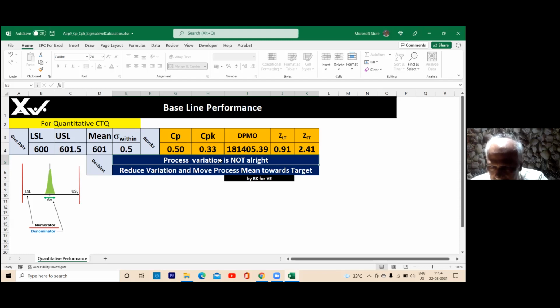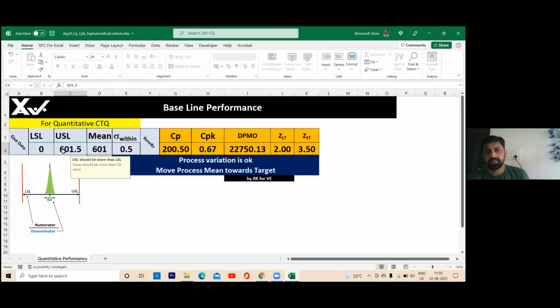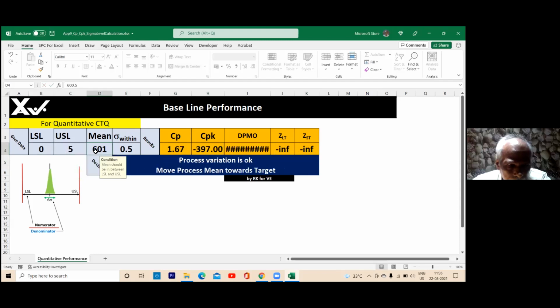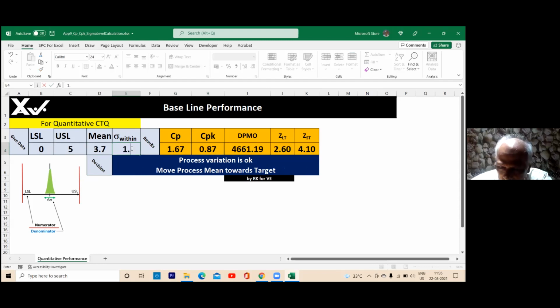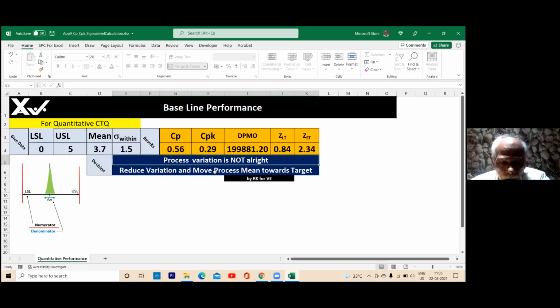Okay. Sir, can you put the LSL as 0, USL as 5? LSL is 0, USL is 5. Yes. Mean is 3.75, 3.7, and sigma is 1.5. 1.5, too high. Yes. So process variation is not all right. Reduce the variation and move the process mean also towards the target. Yes, sir. This is the problem where I'm getting the wrong answer in the mock question.